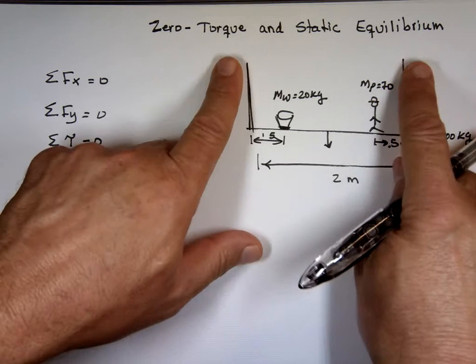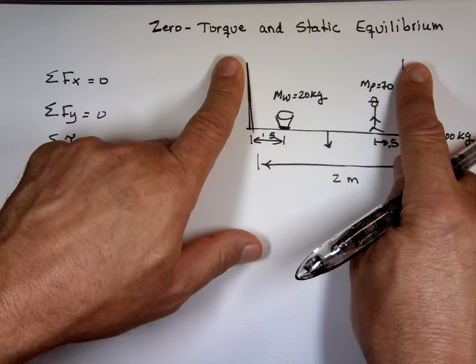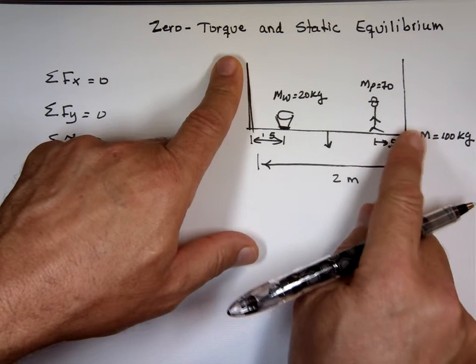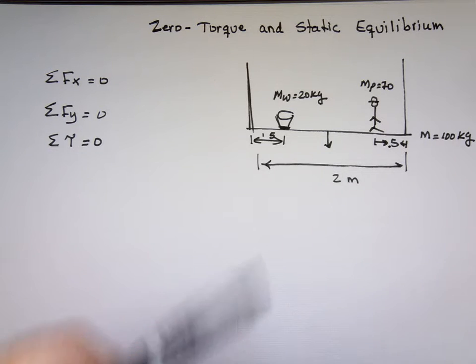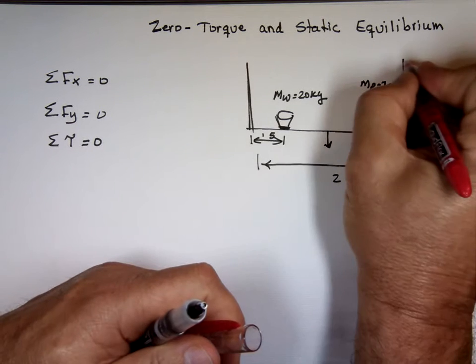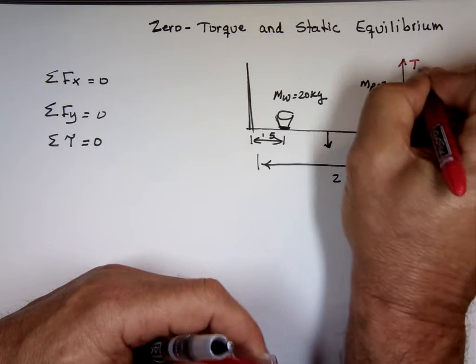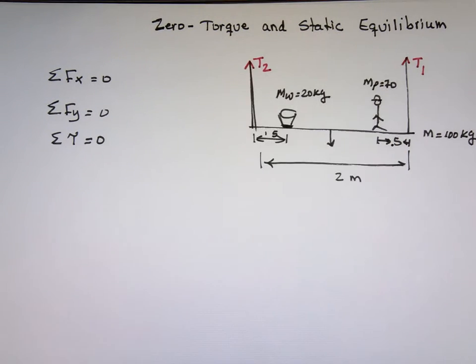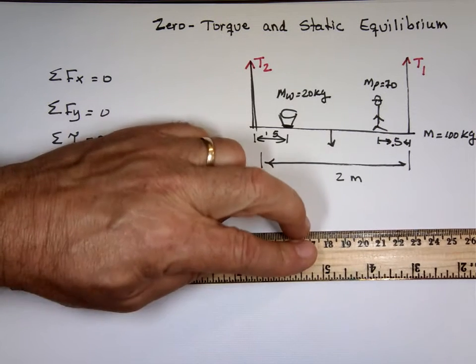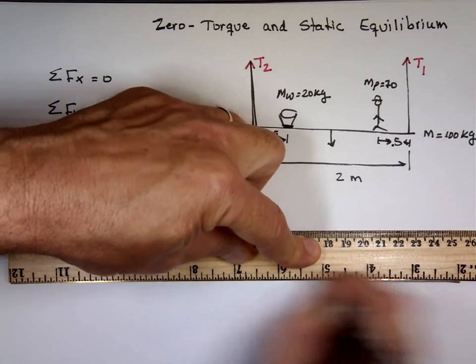Now, these cables, I guarantee you the tension in them will not be the same. You got a heavy person on this end, so there's more tension on this cable. So I'm going to label the tension on the cables T1 and T2. The cable is pulling up by T1. This cable is pulling up by T2. So let's do a free body diagram, show the beam. Here's the beam.